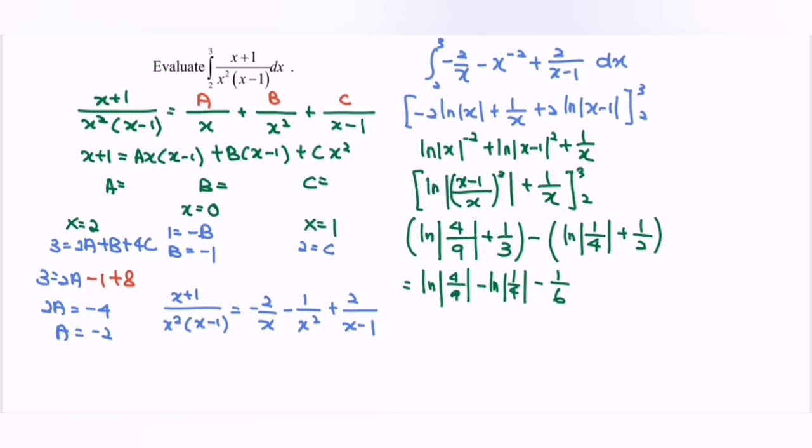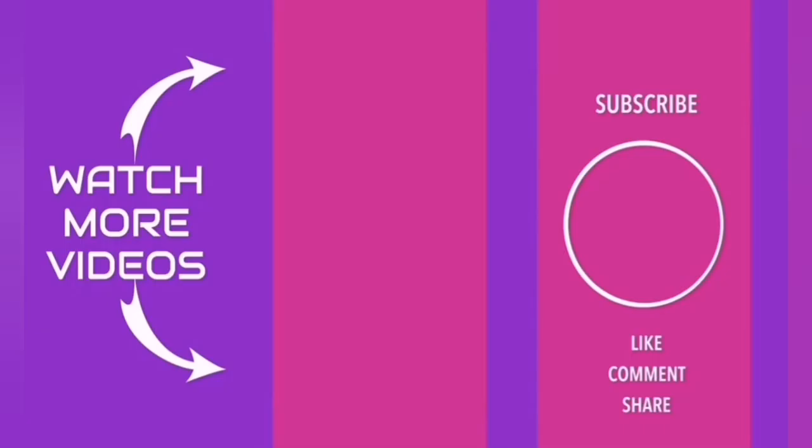So rewrite the situation: ln 4 over 9 minus ln 1 over 4. The situation will be ln of 4 over 9 multiplied with 4. So finally, we have ln 16 over 9 minus 1 over 6. Or you may express your answer in decimal because the question didn't mention exact value. So 0.409.